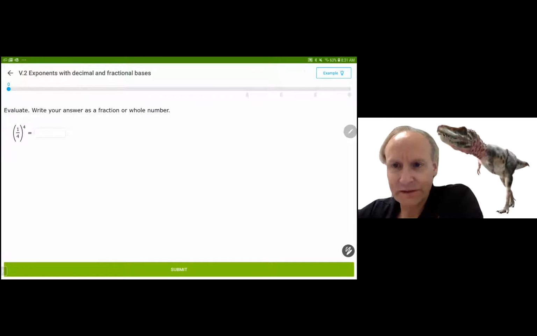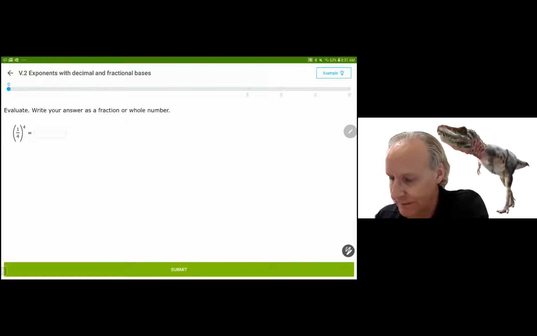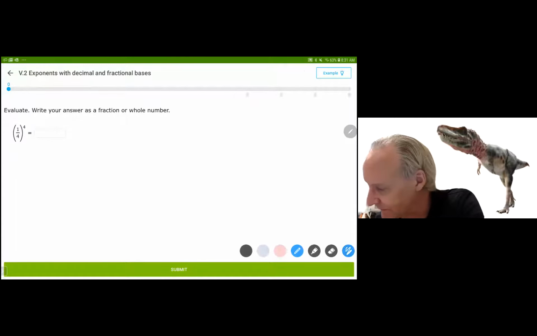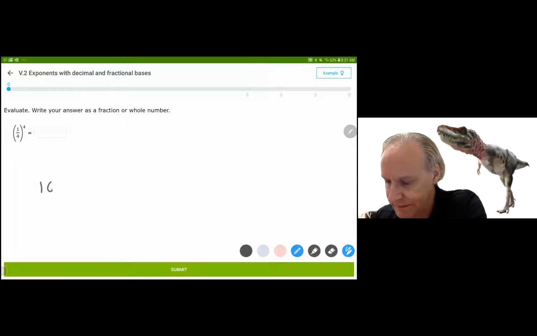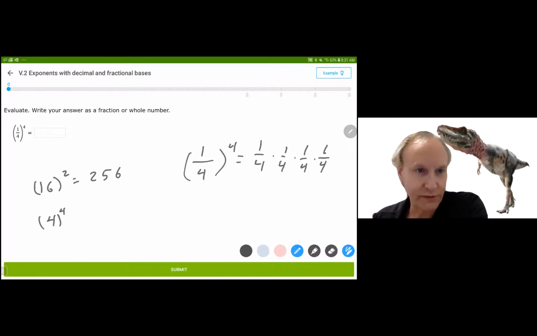1/4 to the 4th power is a little tough. It's actually going to be 1 over 256. I happen to know that 16 squared is equal to 256. And of course, this is the same as 4 to the 4th power. What we're looking at is 1 over 4 to the 4th power, which is 1 over 4 times 1 over 4 times 1 over 4 times 1 over 4. And that is 1 over 256.